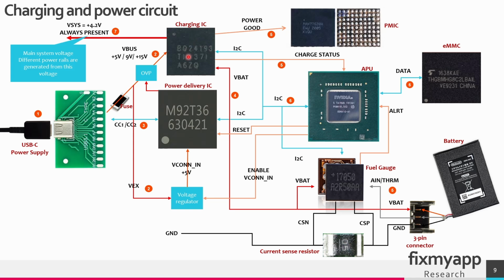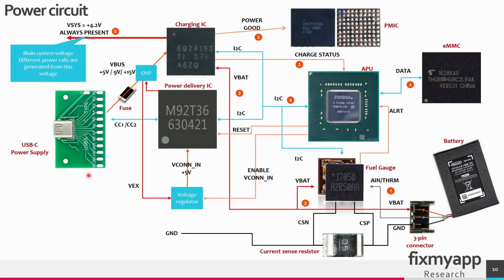If everything is okay, the charging IC will start generating the system voltage of 4.2 volts, and this voltage is always present. So this is the main system voltage. So this is how the circuit looks when you have a USB-C cable connected.